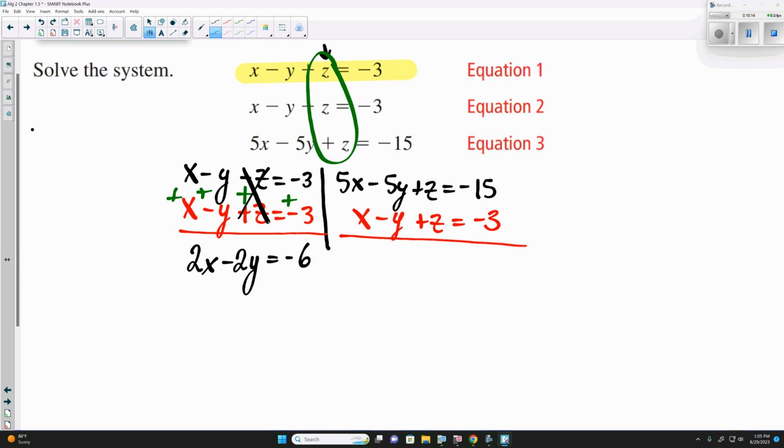Any questions on the left-hand side? Because we have been doing x first, but we don't have to. We can do x, y, or z, either one. Let's look at the next one. So we have z and z.